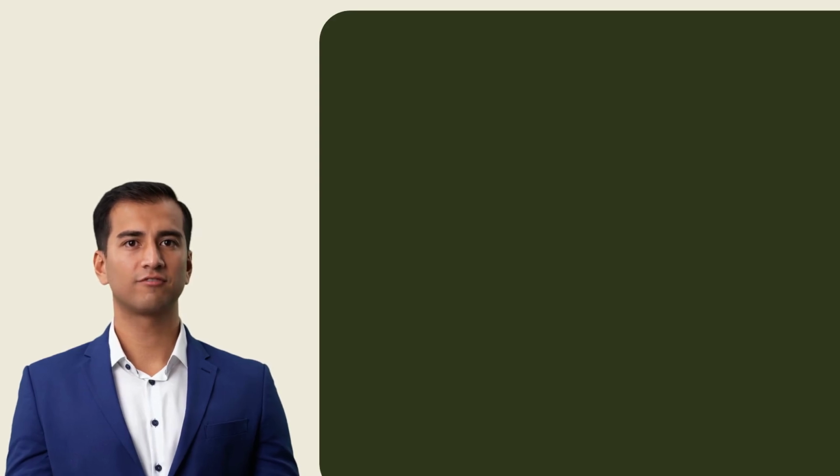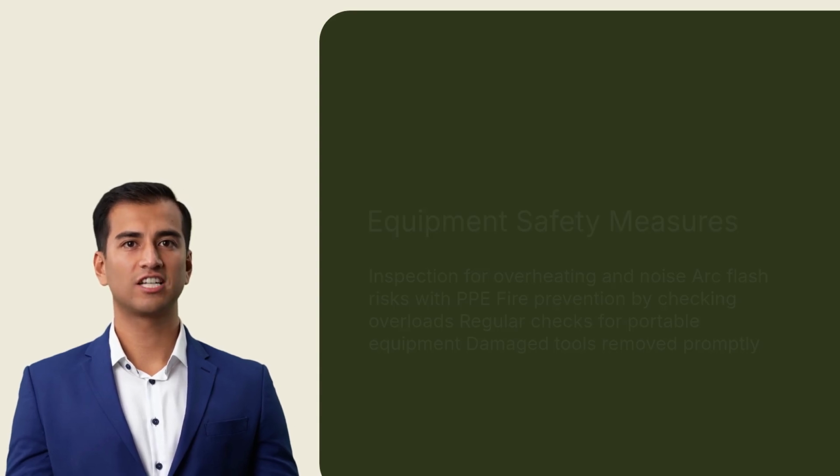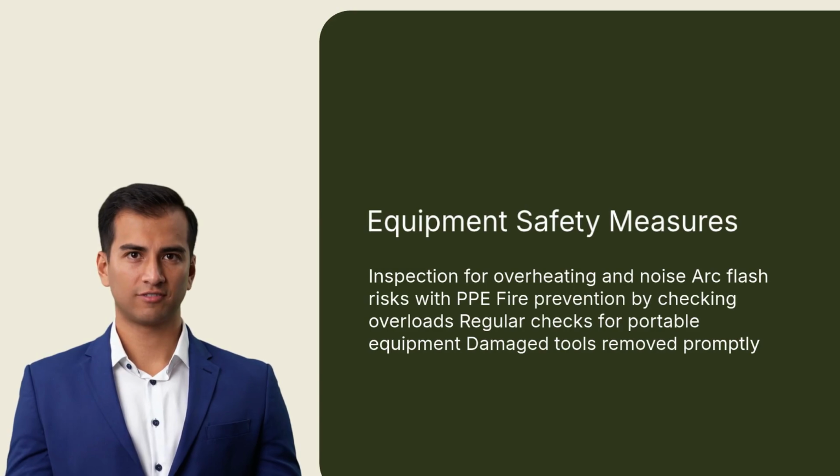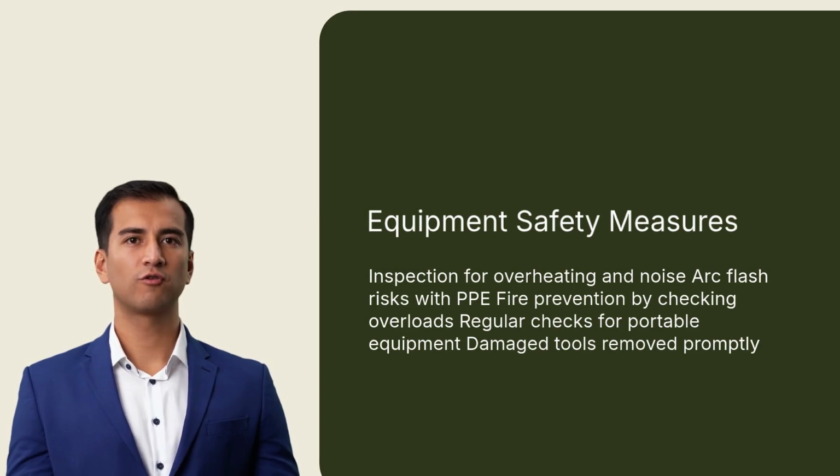Equipment is inspected for overheating and unusual noises. Arc flash risks are managed with boundaries and PPE. Fire prevention involves checking circuit overloads and alarms. Portable equipment safety is ensured through regular checks. Damaged tools are removed and serviced promptly.